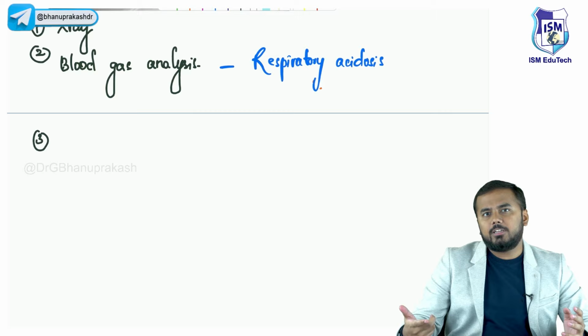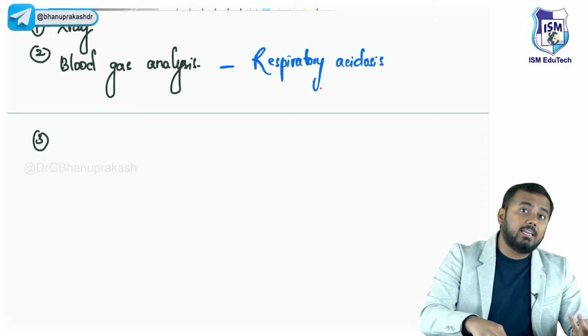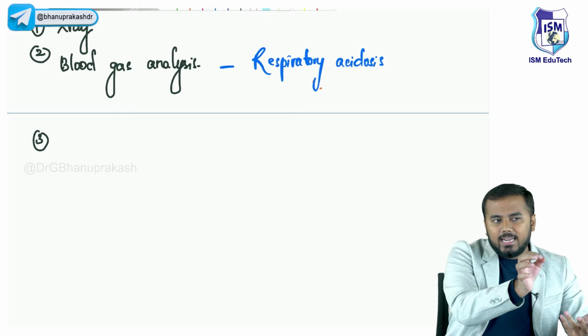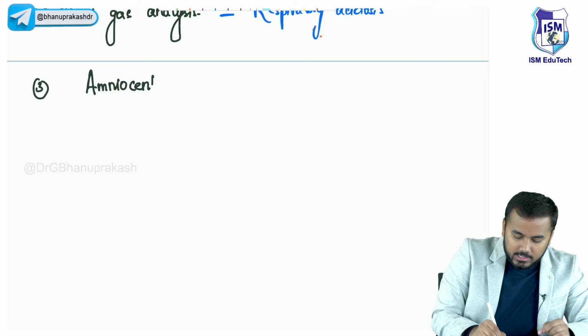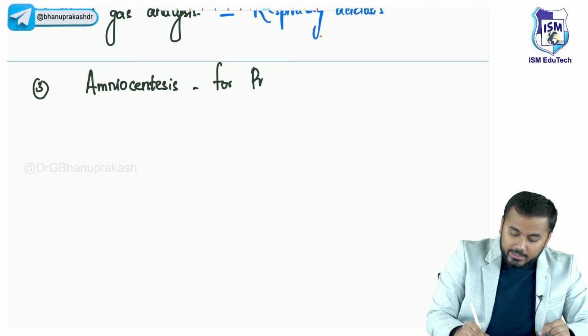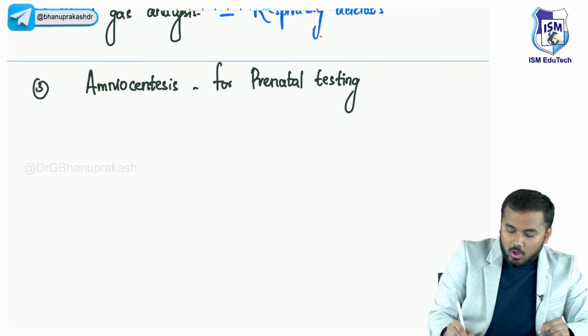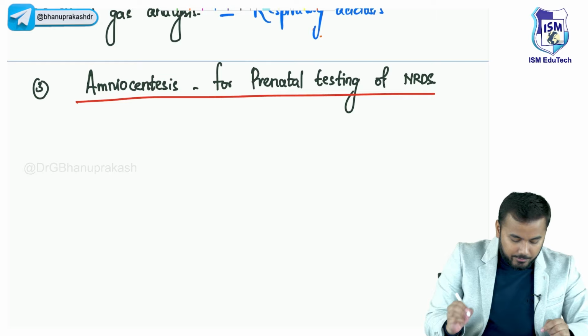Yes. How do you know prenatally that the baby is having a risk of respiratory distress syndrome? By taking a little bit of amniotic fluid and doing some tests. Okay, so that is called amniocentesis. I will tell you what that is. Amniocentesis. You do amniocentesis for prenatal testing of neonatal respiratory distress syndrome.